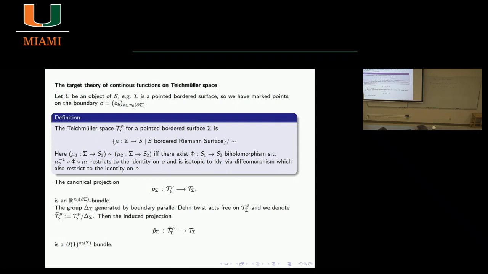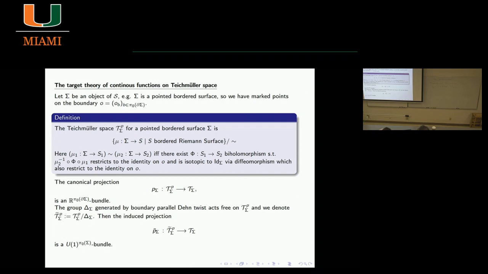So I'm going to take a surface and I'm going to mark points on its boundary. Then I look at Teichmüller space. And that Teichmüller space is simply all diffeomorphisms from sigma to S, where S is a bordered Riemann surface. And such two are equivalent if and only if there exists a biholomorphism from S1 to S2 in such a way that the composite around here restricts to the identity on the marked points, and is isotopic to the identity via diffeomorphisms that also restrict to the identity there.